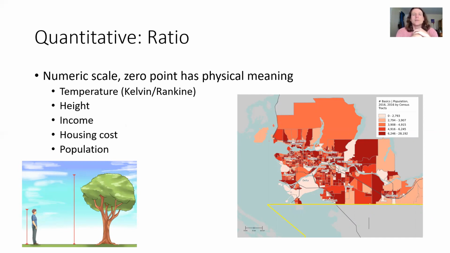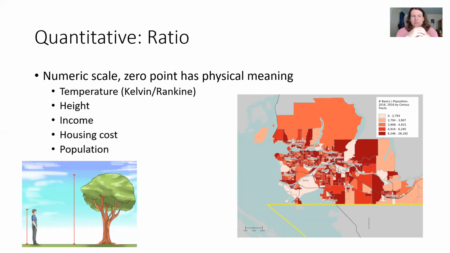And so this is typically most of the numeric data that we work with in GIS. So some good examples would be Kelvin as far as temperature goes, but other options would be height, for instance. So height starts at 0 and goes up from there. The 0 point for a height measurement would be no height at all. So it has some physical meaning.